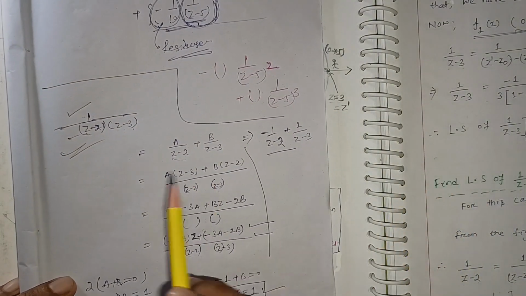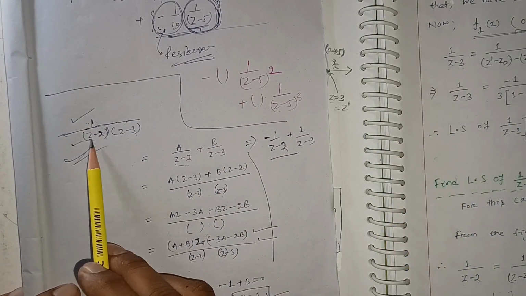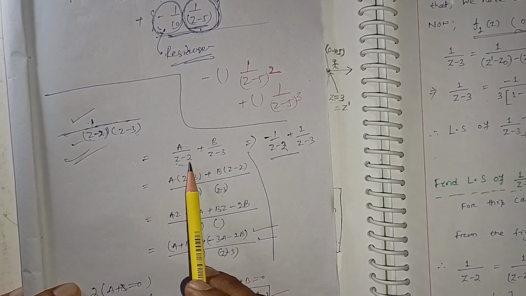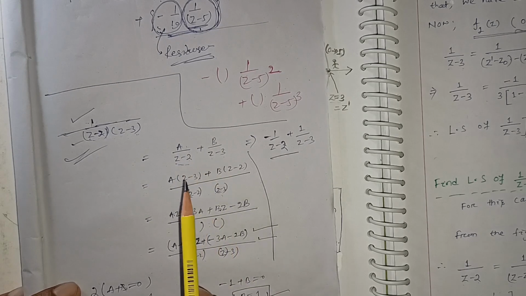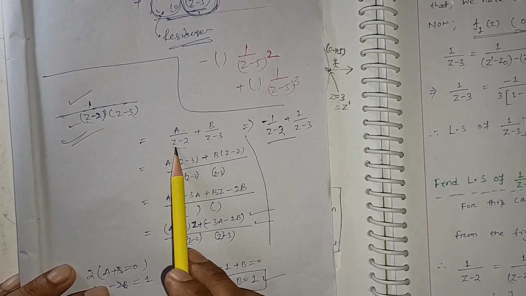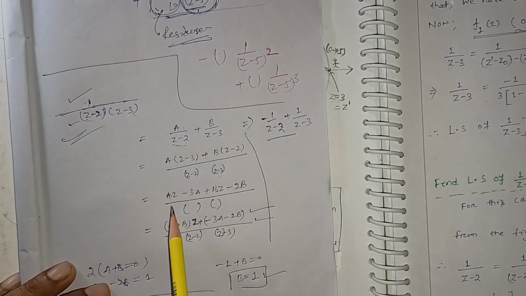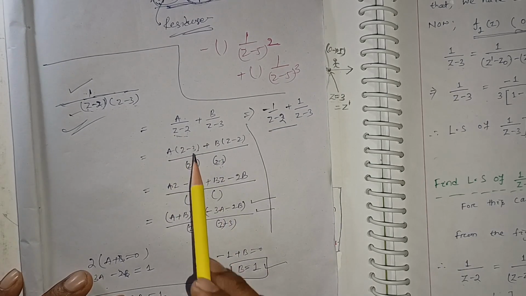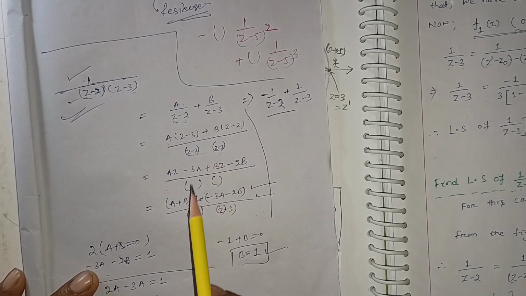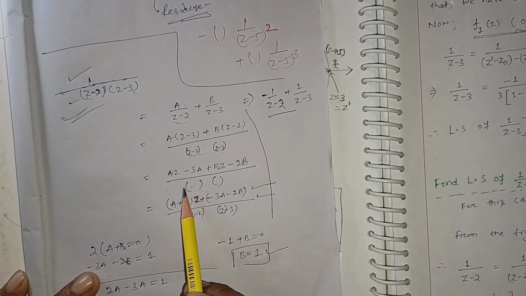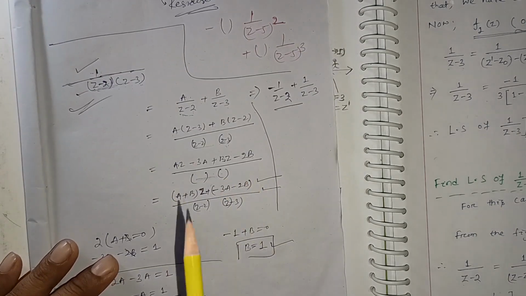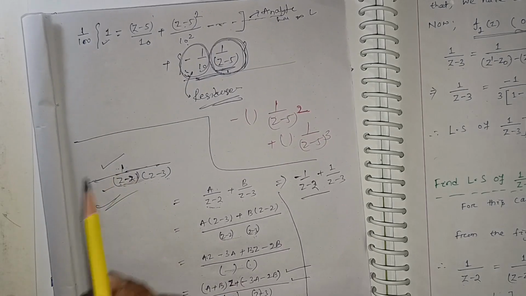You can see here the partial fraction of this function, 1 by (z minus 2) into (z minus 3), can be written as A by (z minus 2) plus B by (z minus 3). You just add it, it will be A into (z minus 3) plus B into (z minus 2), whole divided by (z minus 2) into (z minus 3). This will be Az minus 3A plus Bz minus 2B, and the denominator of the RHS will be equal to the LHS. So obviously the numerator will be equal to the numerator of the LHS.